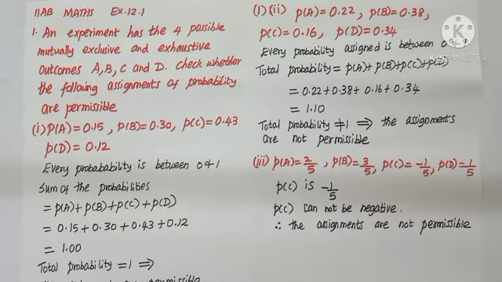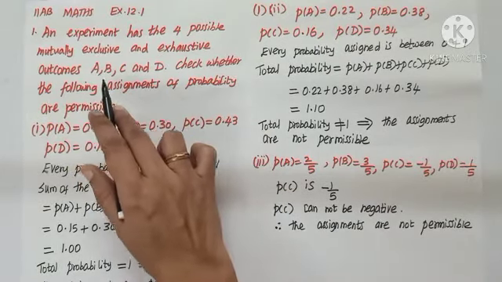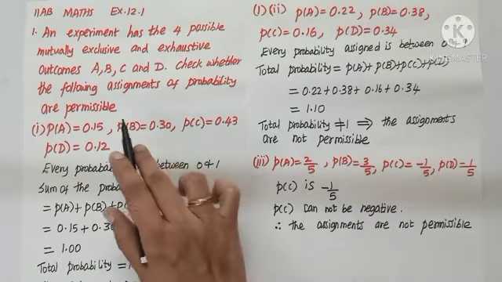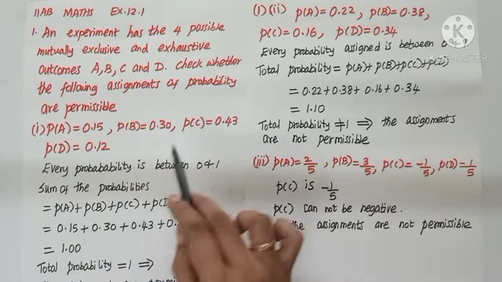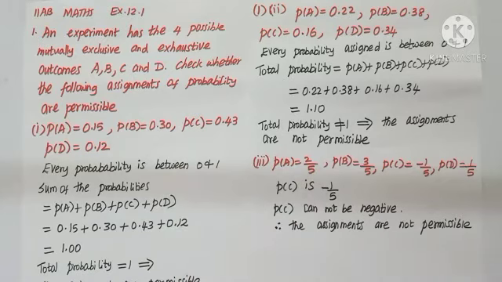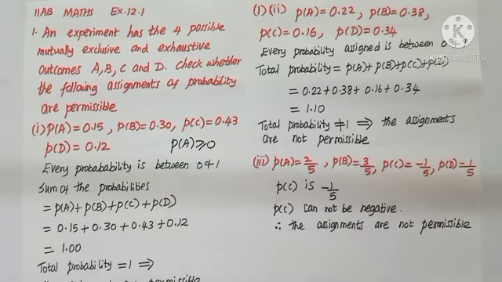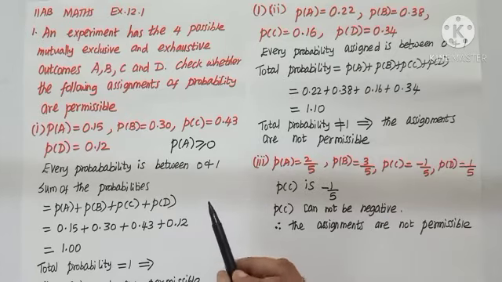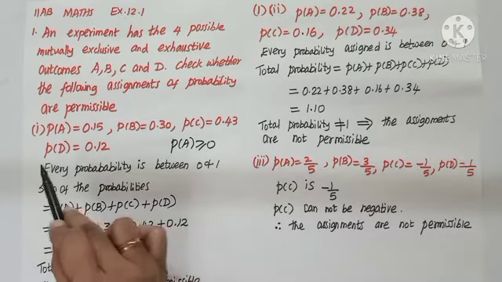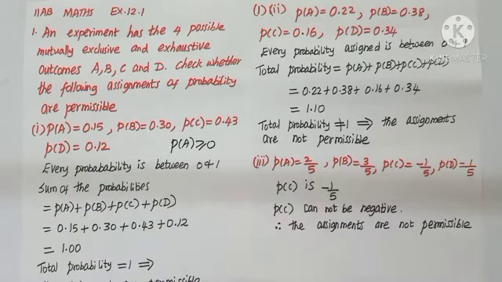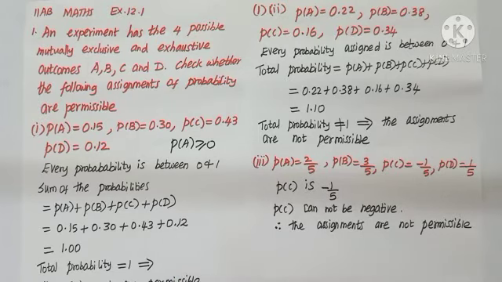An experiment has 4 possible mutually exclusive and exhaustive outcomes A, B, C and D. Check whether the following assignments of probability are permissible. Given P of A, P of B, P of C, P of D. Let us check whether P of A is greater than or equal to 0. So this is the first condition for the probability to be permissible. Check P of A, P of B, P of C, P of D. All are positive. So every probability is between 0 and 1. So the first condition is satisfied.